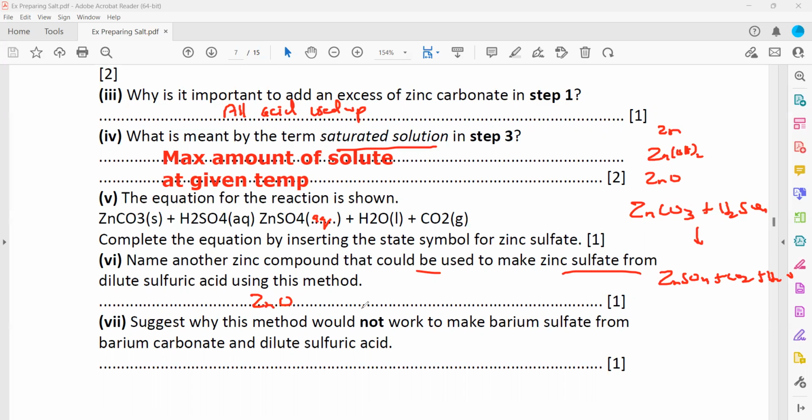So this method would not work to make barium sulfate, because barium sulfate is an insoluble salt. Most sulfates are soluble except barium, calcium, and lead. So barium sulfate is insoluble. That's why you cannot produce these insoluble salts by crystallization. And when barium carbonate reacts with sulfuric acid, it gives barium sulfate. So there will be two solids, one is barium carbonate, another one is barium sulfate. That's why we cannot use this technique.